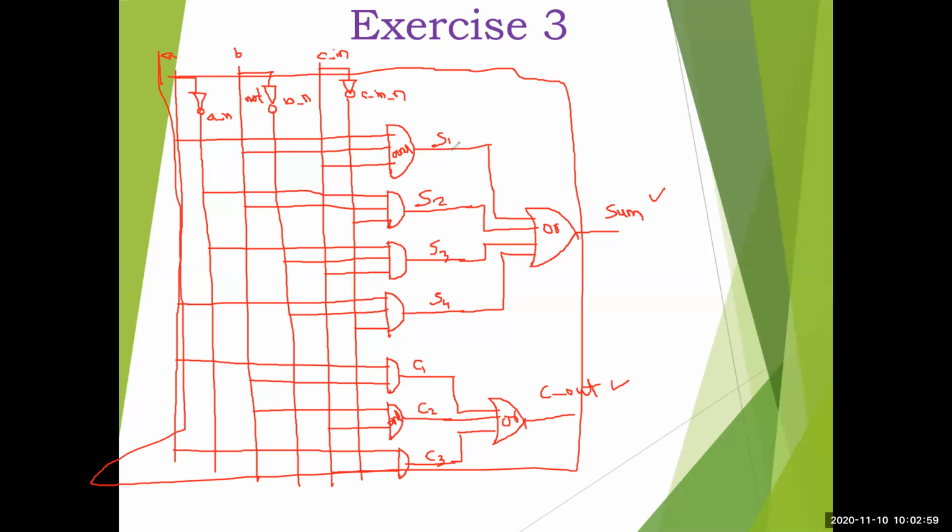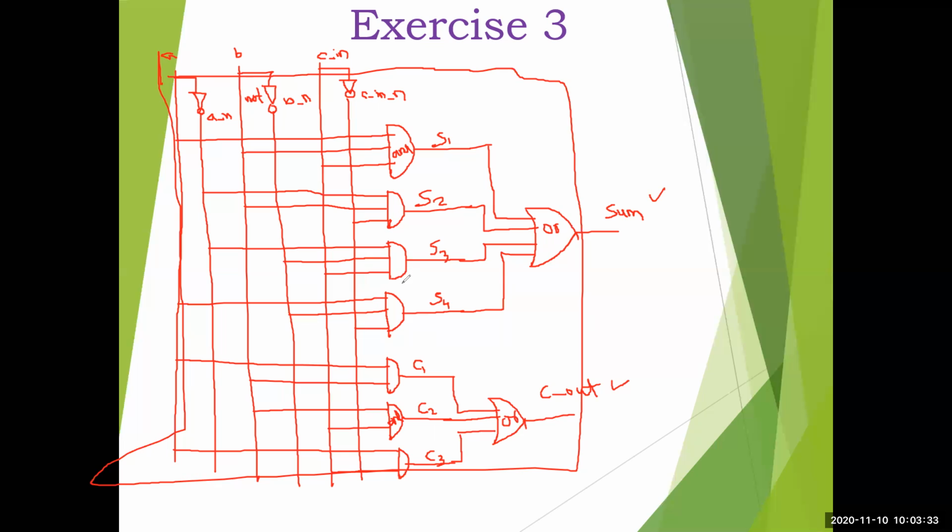Then what are the intermediate wires we have used? A_N, B_N, Cin_N, right? These three are the outputs of the NOT gates. Then the individual products S1, S2, S3, S4 should be declared as wire. Then C1, C2, C3 should also be declared as wire. That is the declaration of variables. Then you just have to call the gates. First call the NOT gate, output is A bar and input A. Next the second NOT gate, B bar and B. Next the third NOT gate, Cin_N is the output, Cin is the input.